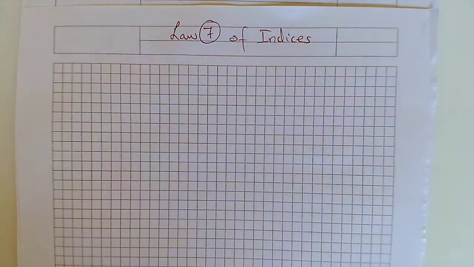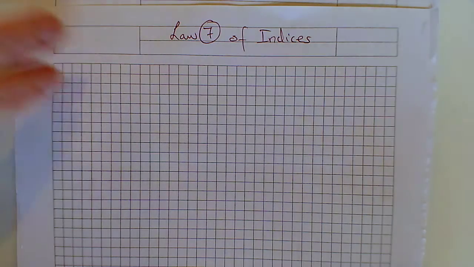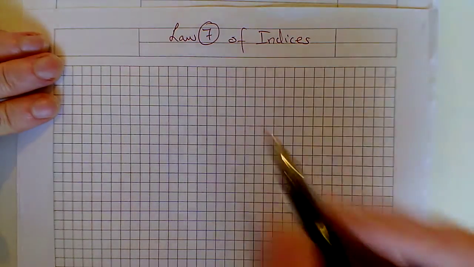Now, today we're going to go on to Law 7 of Indices. Like I said, there's 9, but we're just going to look at this one today because it's probably the most difficult one to understand and to do examples with.